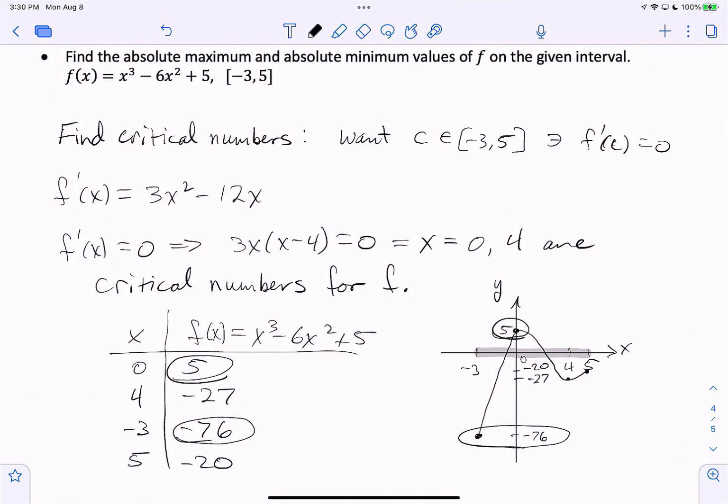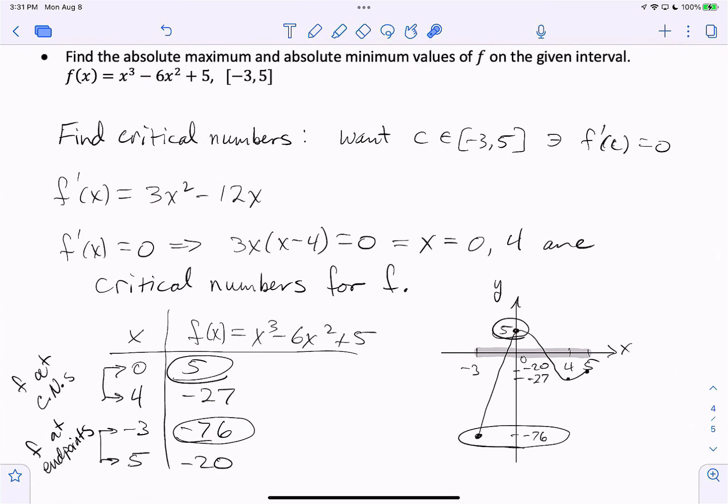So here's what we did. We found critical numbers and we evaluated the function at those critical numbers, right? So this is f at critical numbers. And then we found the function values at the endpoints. So this is f at the endpoints. Of these outputs, the biggest number is the absolute maximum on the interval. The smallest number is the absolute minimum on the interval.